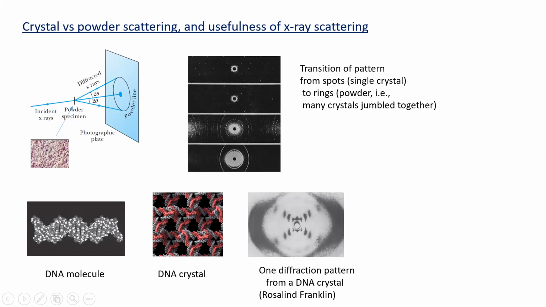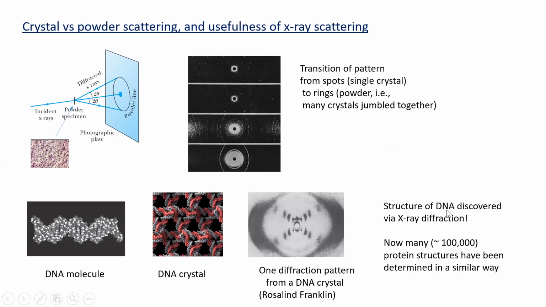And just a quick story, Watson and Crick won the Nobel Prize, but the laboratory worker who took many of the DNA diffraction patterns and did a lot of the detailed analysis was a woman named Rosalind Franklin, who went unrecognized and definitely should have shared in the Nobel Prize, but that was a different era in physics. So the structure of DNA was discovered via X-ray diffraction. And now, in fact, upwards of 100,000 or so protein structures have been determined in a similar way by making protein crystals and scattering X-rays through them from many different orientations to determine the 3D structure of these proteins. And these are very complicated calculations that have to be done.